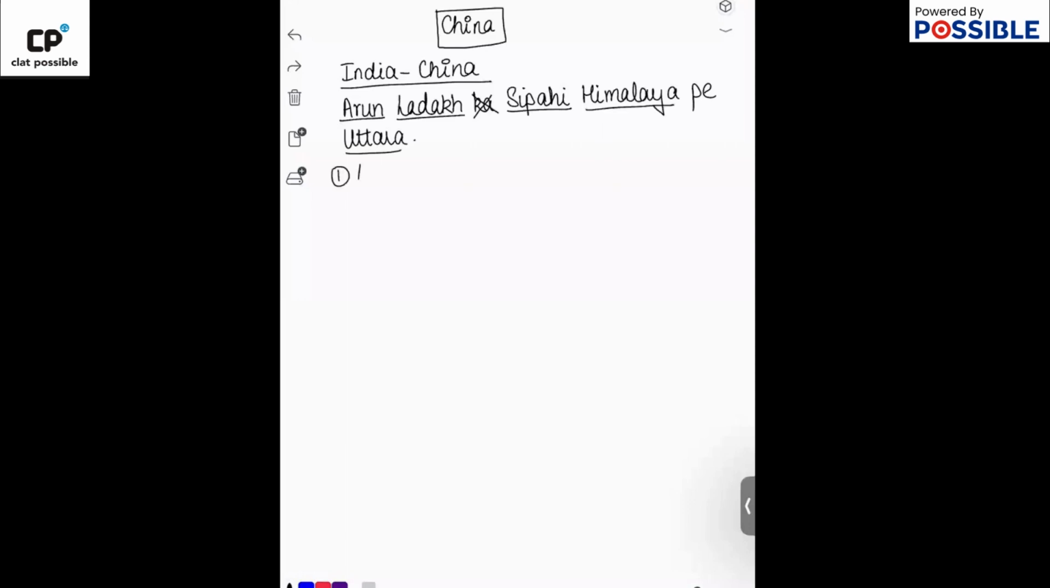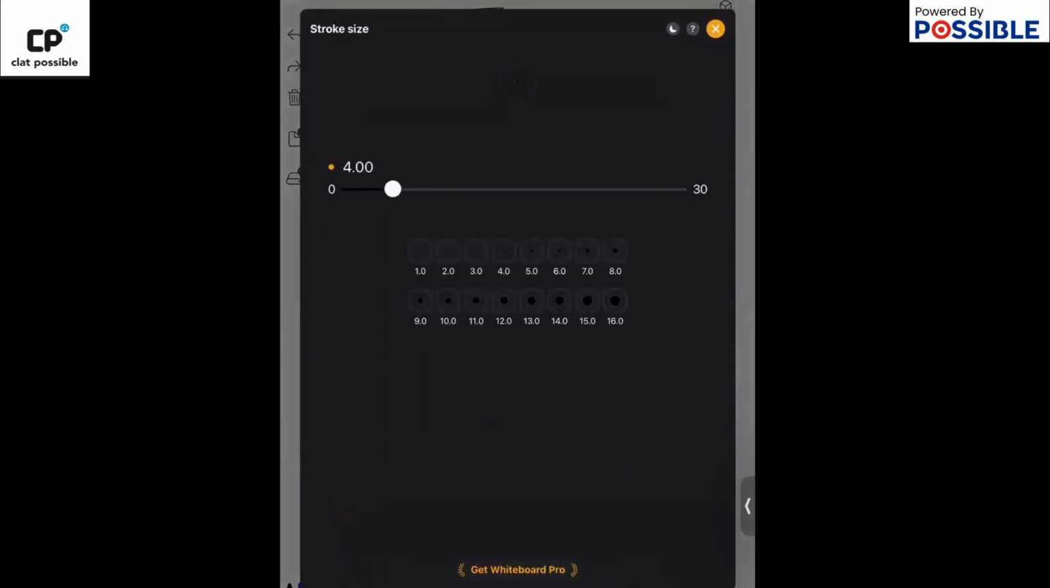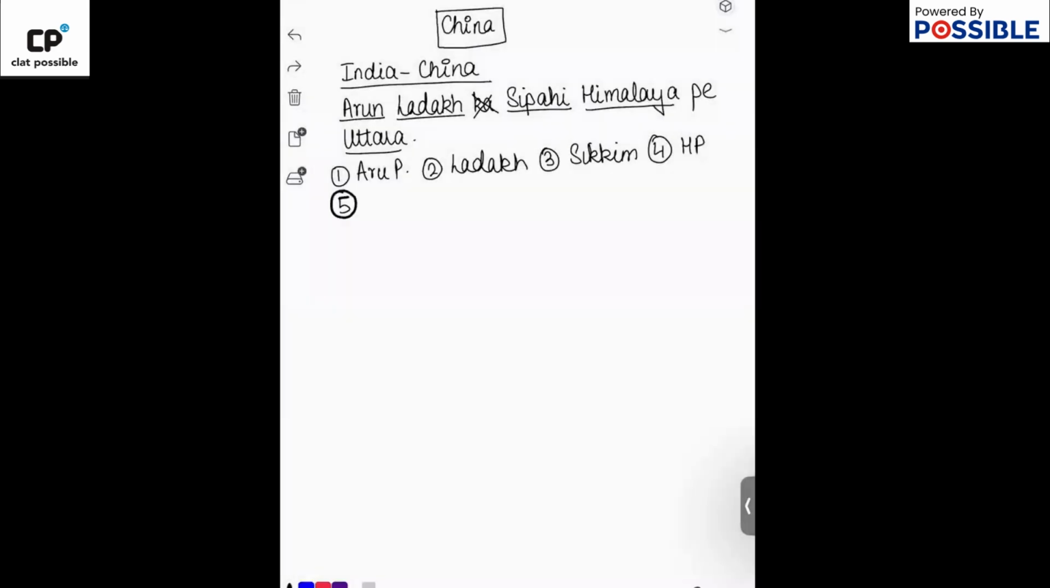So which are our boundary states? There is Arunachal Pradesh. The second one is Ladakh. The third one is Sikkim. Fourth is Himachal Pradesh. And then we have Uttarakhand.